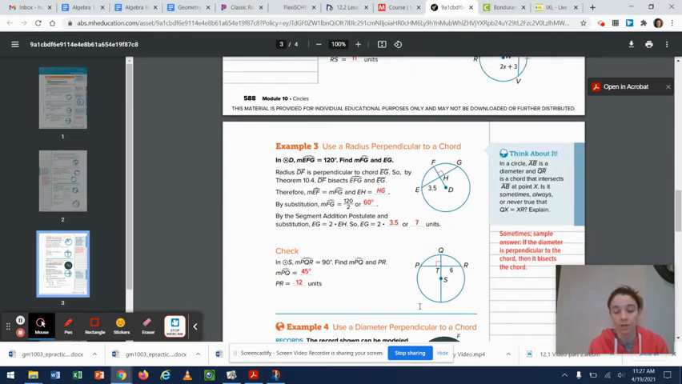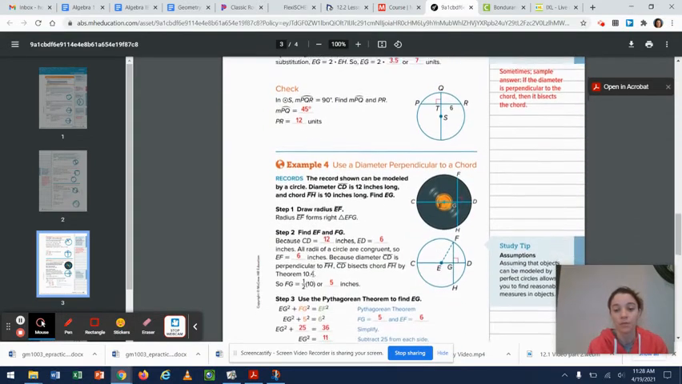In the check question, you should have found that PT was 6, so when you add it all the way across, PR is 12. They tell you that from PQR is 90, so to find from P to Q, I just split that in half, which is why it's 45.